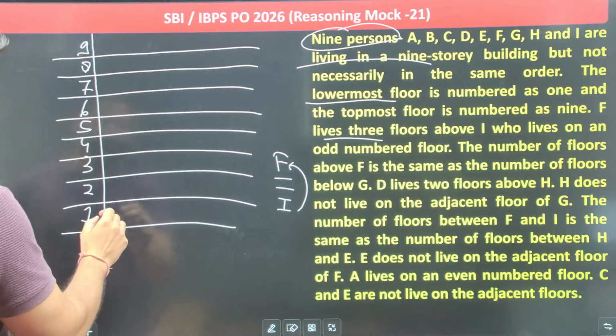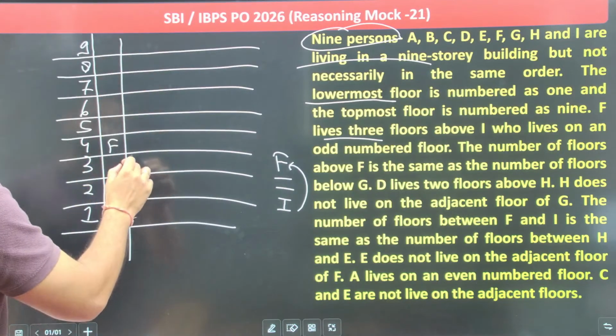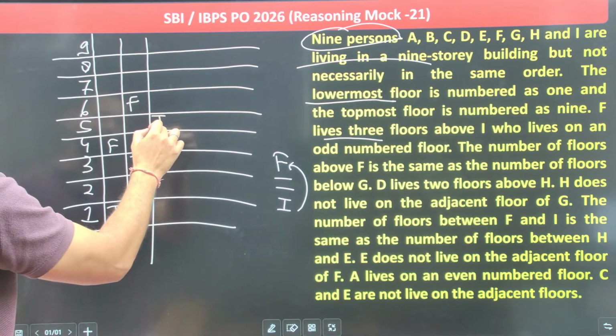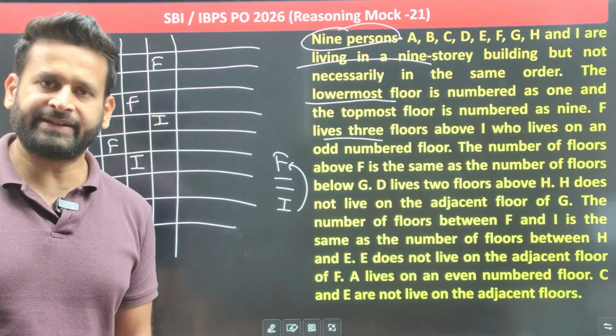Let's see from the bottom. I can be on 1. If this is I, then 1, 2, this will be F. If I is on 3, 1, 2, this will be F. If I is on 5, 1, 2, this will be F. No other possibility, right? I cannot be on 7 and 9.